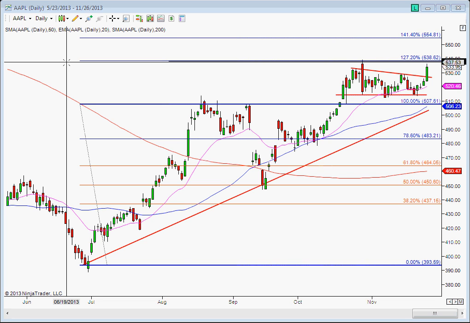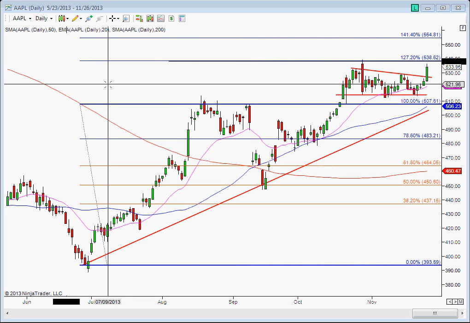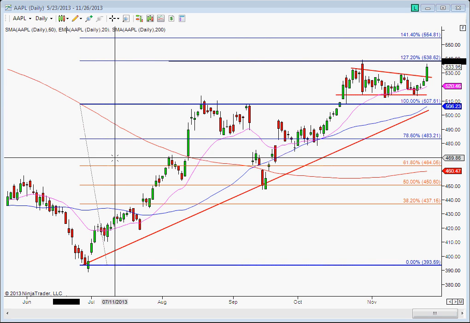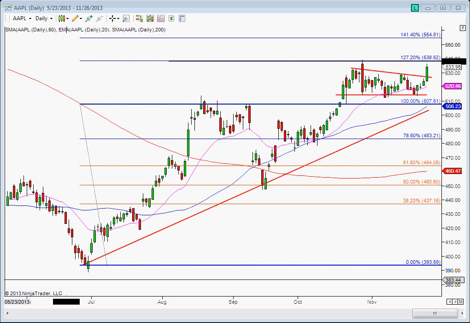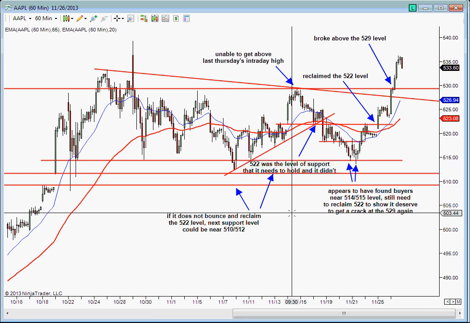Okay, today is November 26, 2013. Let's take a look at Apple here on this video. First of all, let's go and take a look at the intraday chart here to get a closer look at some of the price action.